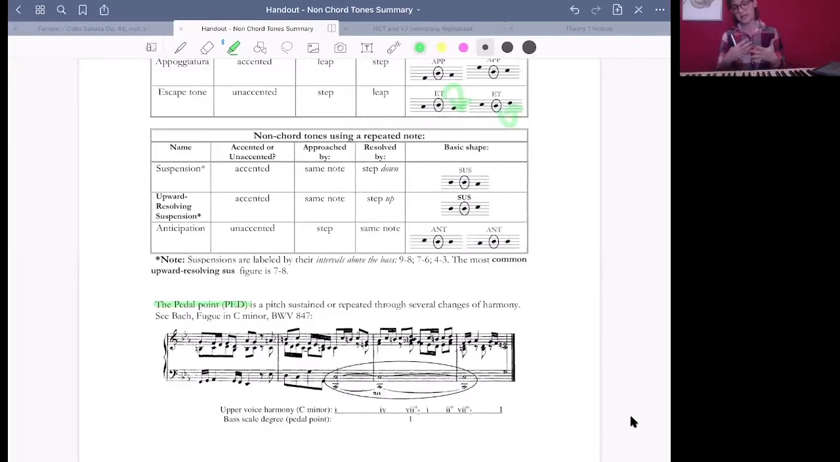start experiencing and learning about these non-chord tones, really consider how each one affects you because they do have different effects on us as listeners. Some are perceived as more dissonant than others. Some are perceived as more jarring or causing more tension than others. Keep that in mind.